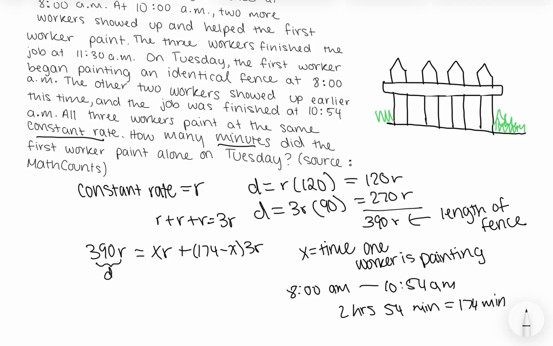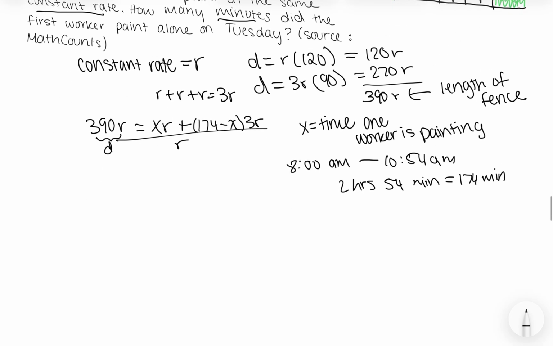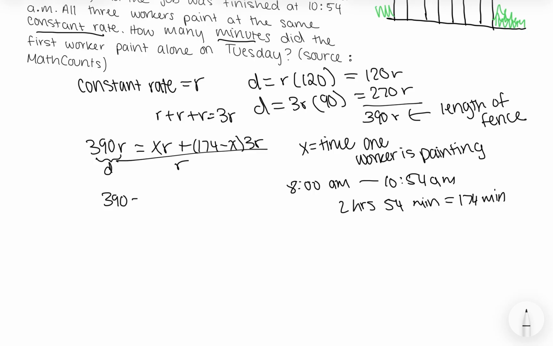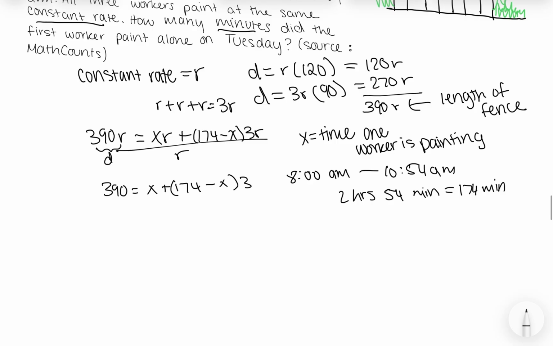Now we can just divide this whole thing by r. And we just continue solving for x. So x equals 66. That's our final answer.